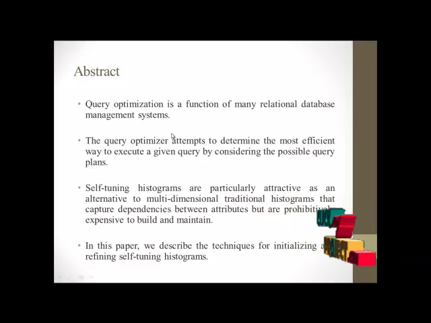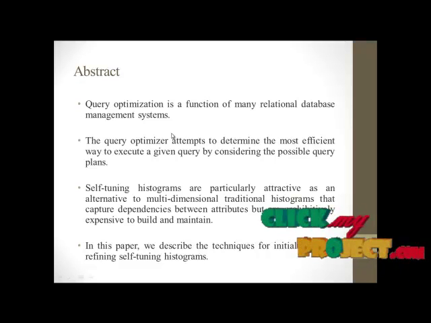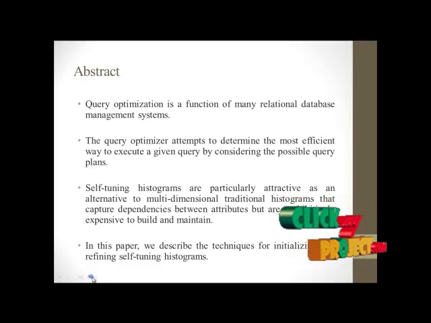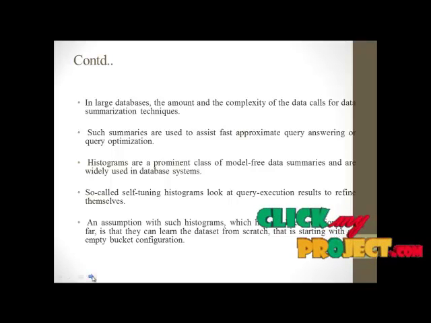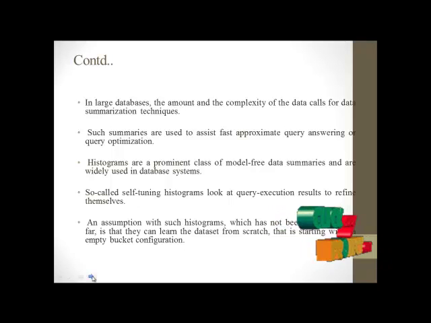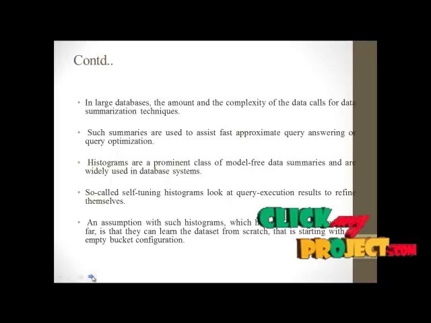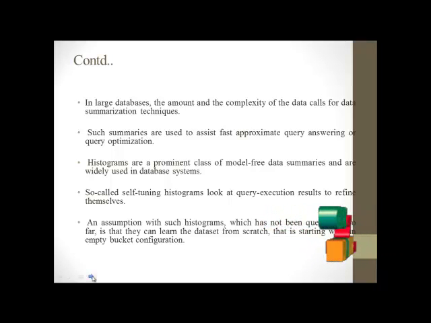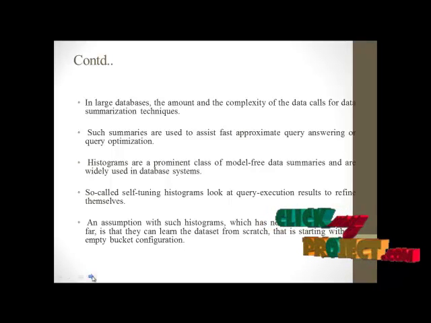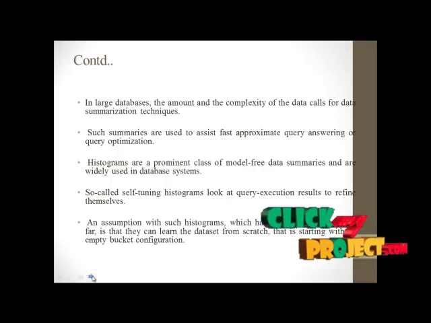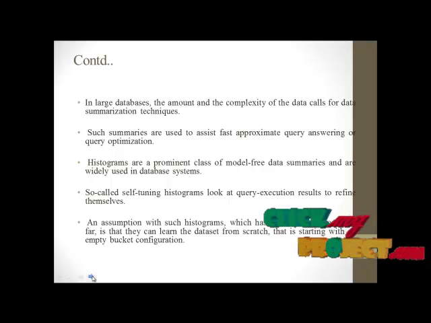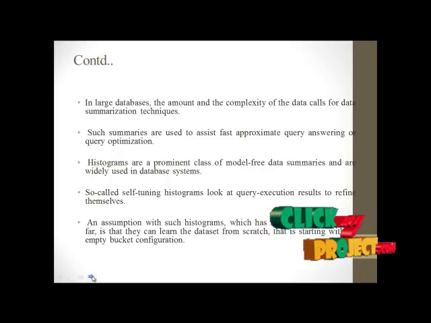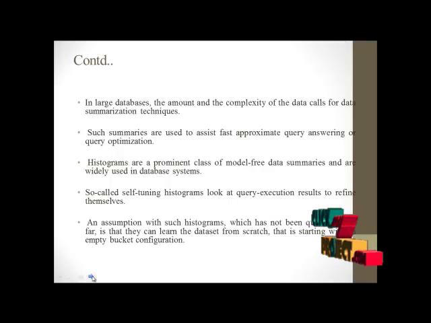In this paper, we describe the techniques for initializing and refining self-tuning histograms. In large databases, the amount and the complexity of data make data summarization techniques critical. Such summaries are used for fast approximate query answering or query optimization. Histograms are a prominent class of model-free data summaries and are widely used in database systems. So-called self-tuning histograms look at query execution results to refine themselves.